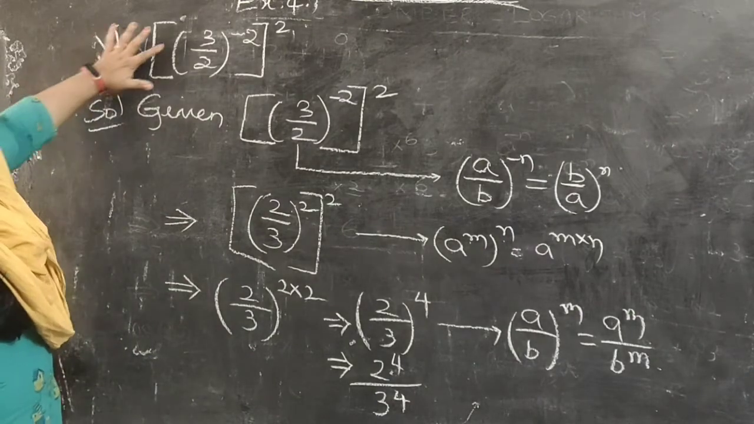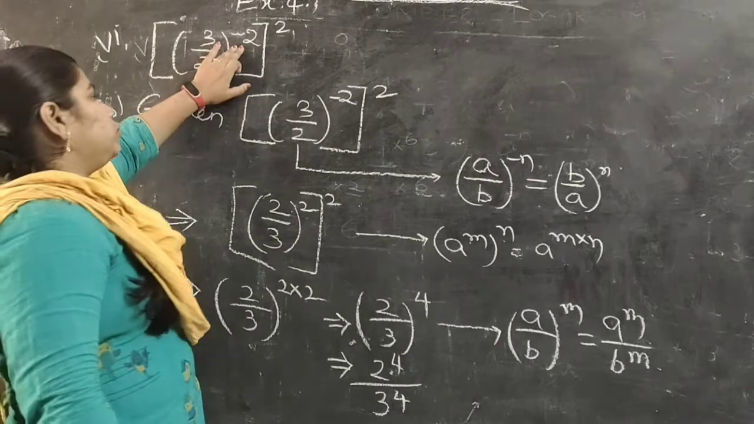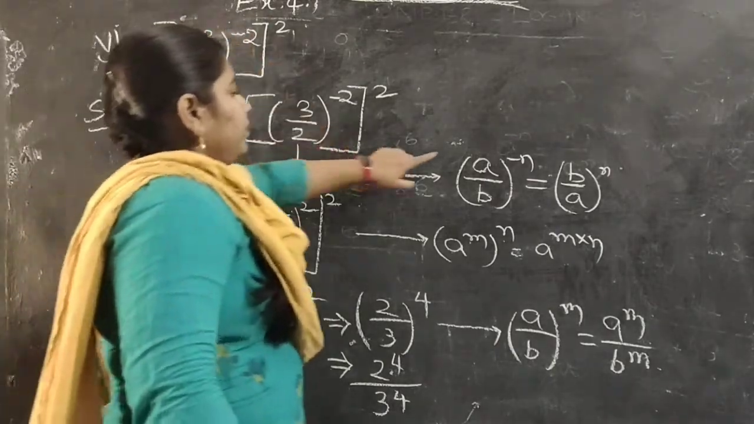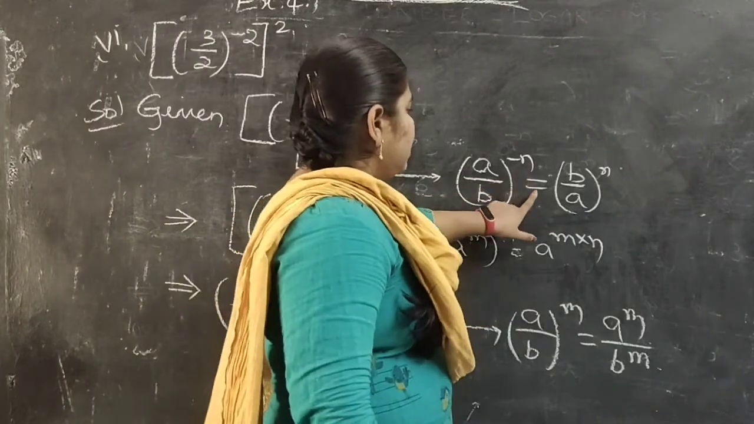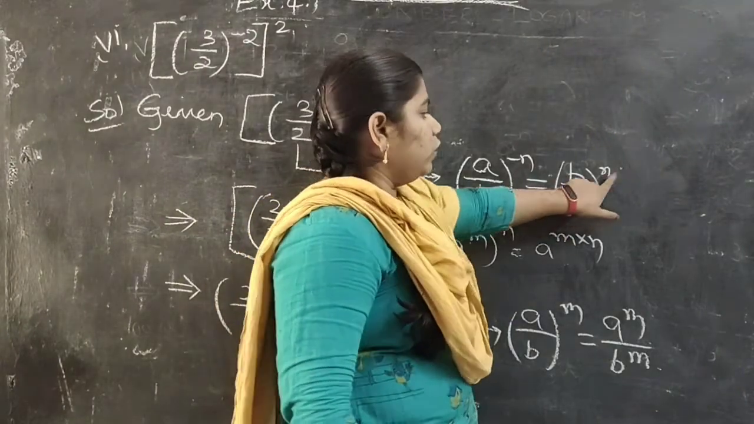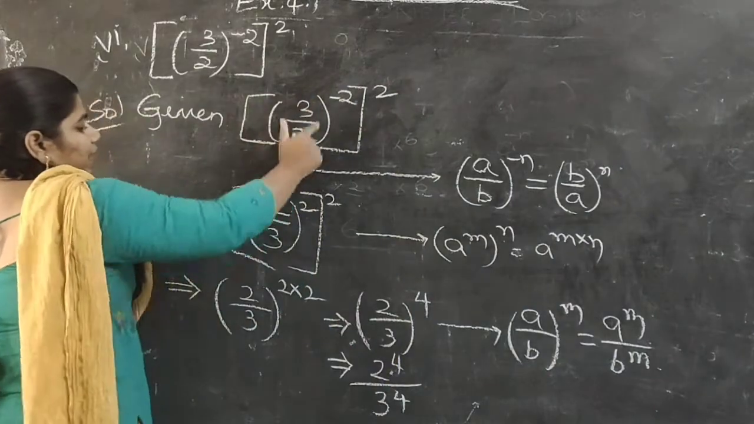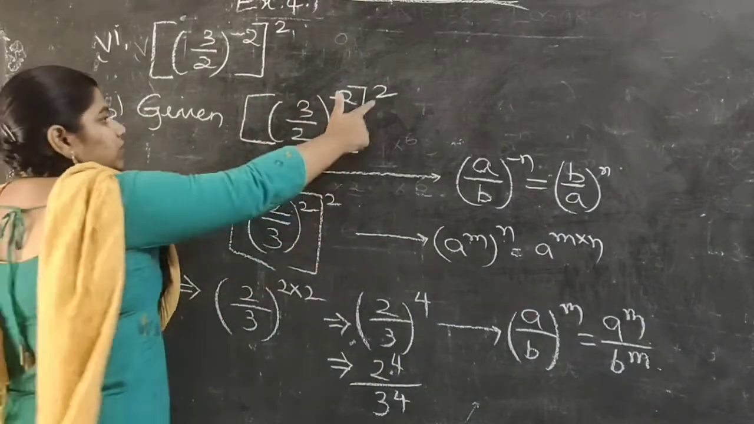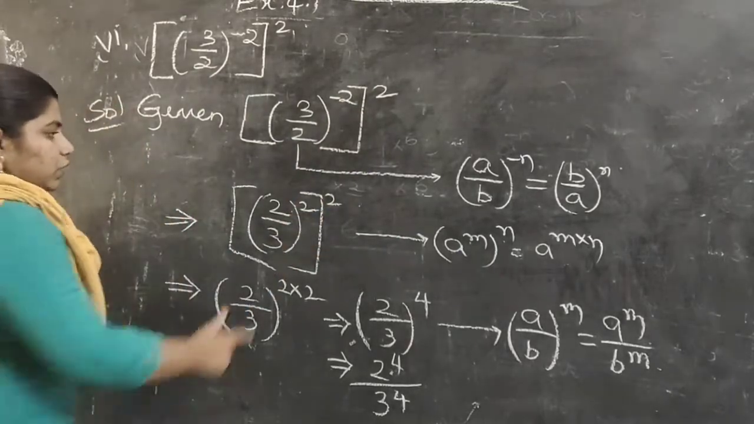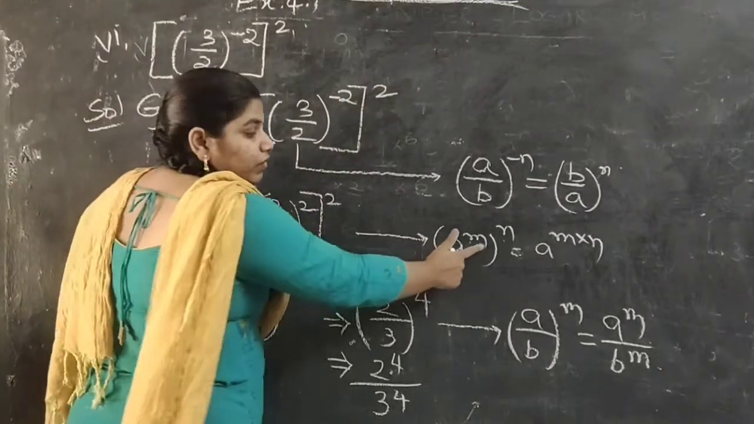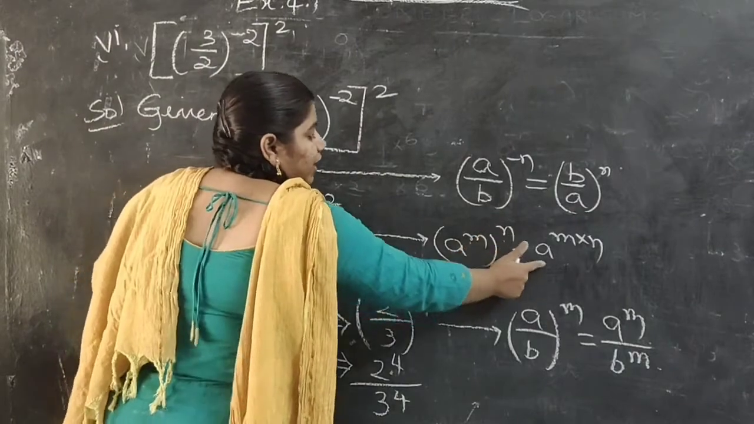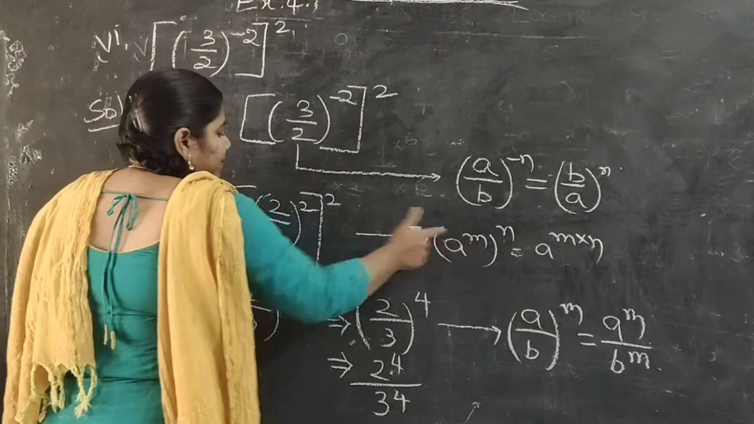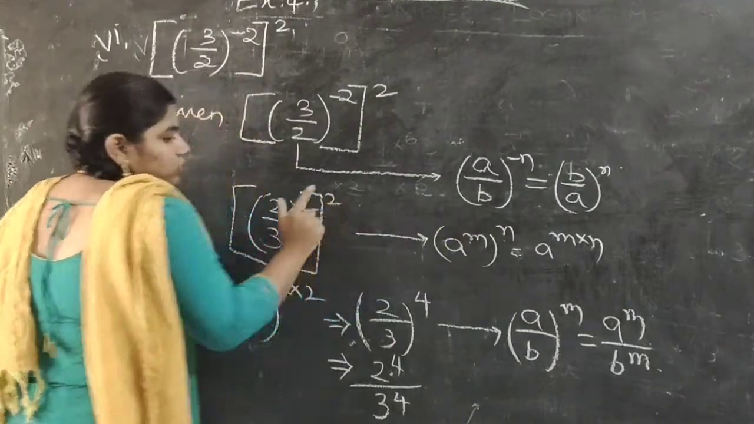So here what is the question? 3 by 2 whole power minus 2, whole power 2 here. So this term is in the form of a by b whole power minus n, so we can write it in the form of b by a whole power n. So reciprocal this value is 2 by 3, and this negative power will become positive. The other power 2 is as it is. Now this is in the form of a power m whole power n, that is a power m into n. A is nothing but 2 by 3, m is nothing but 2, n value is also 2.